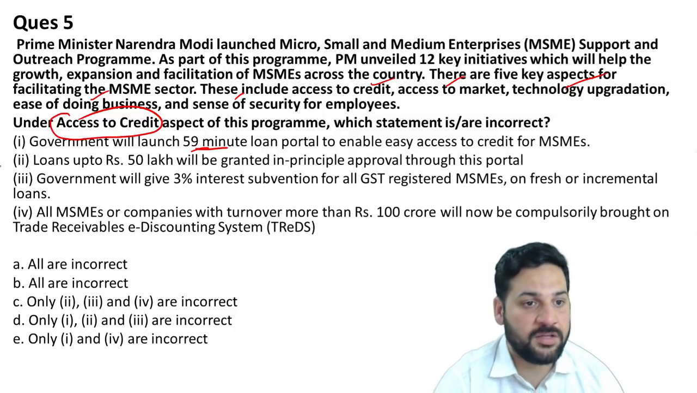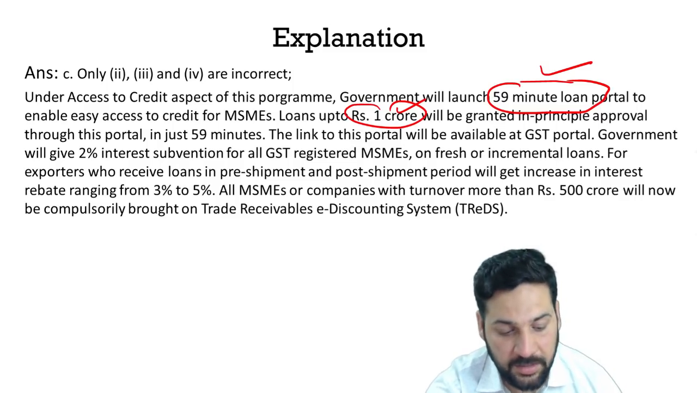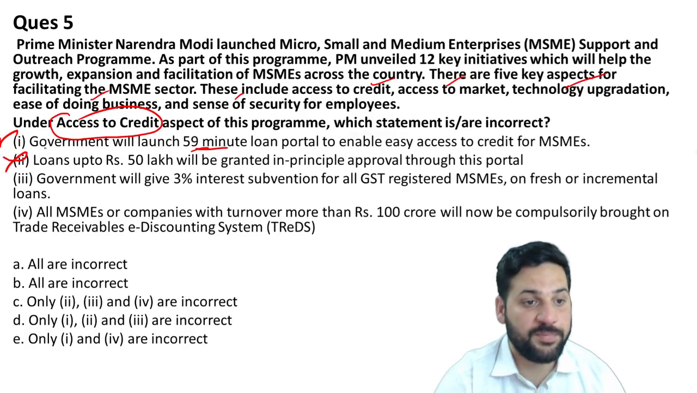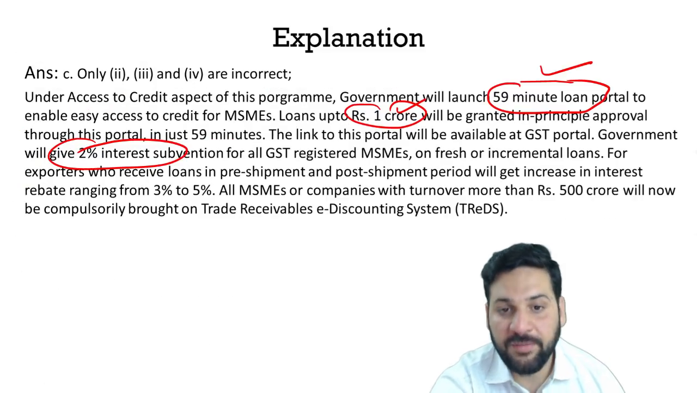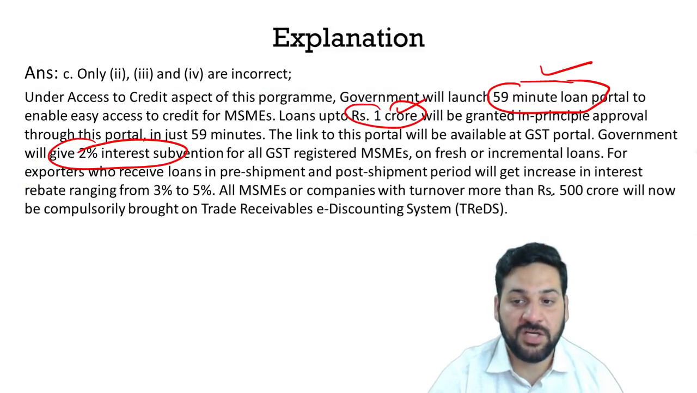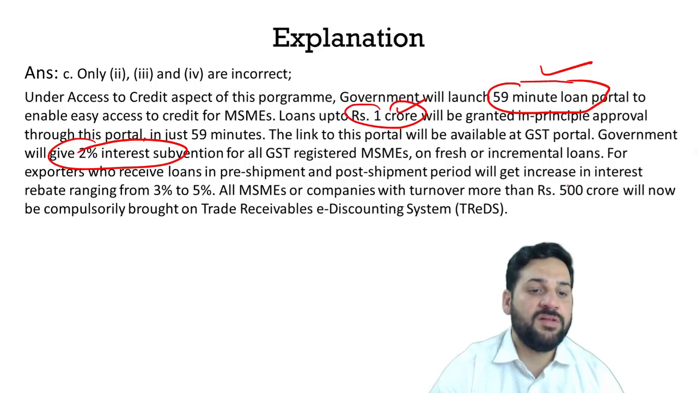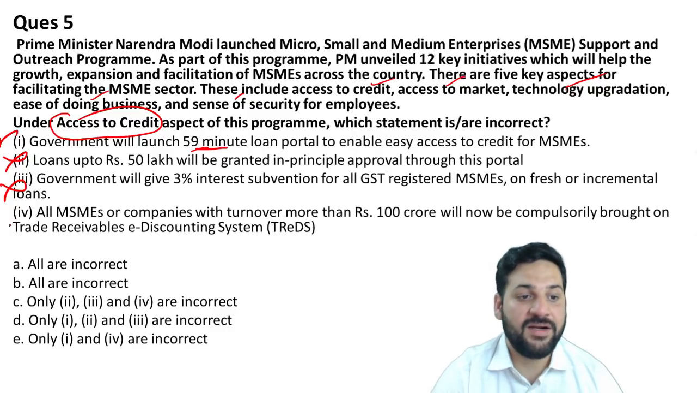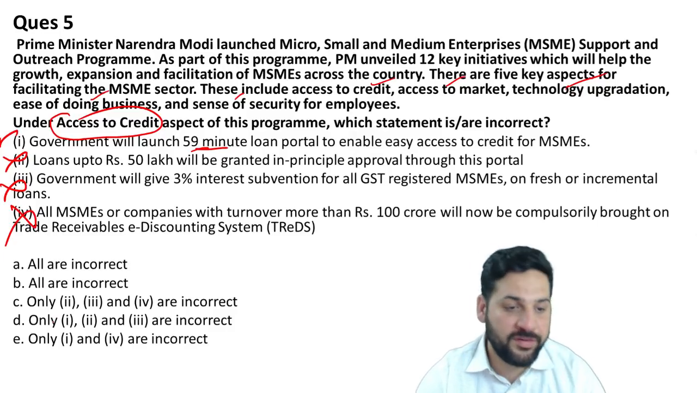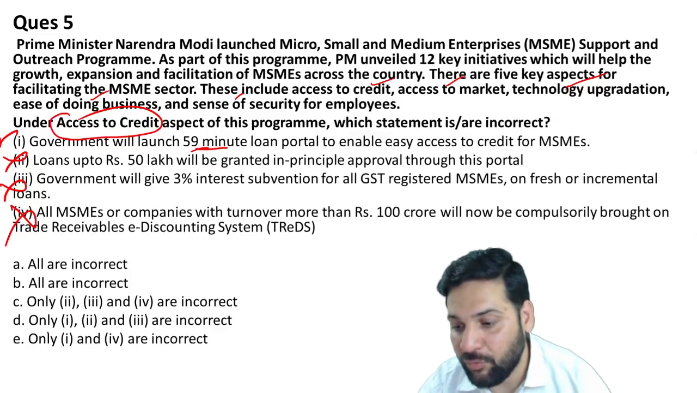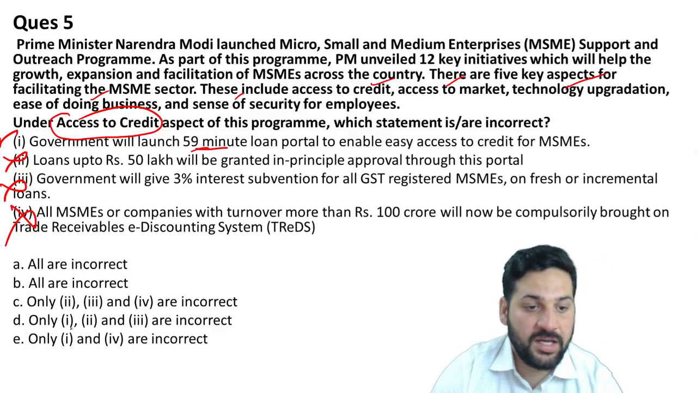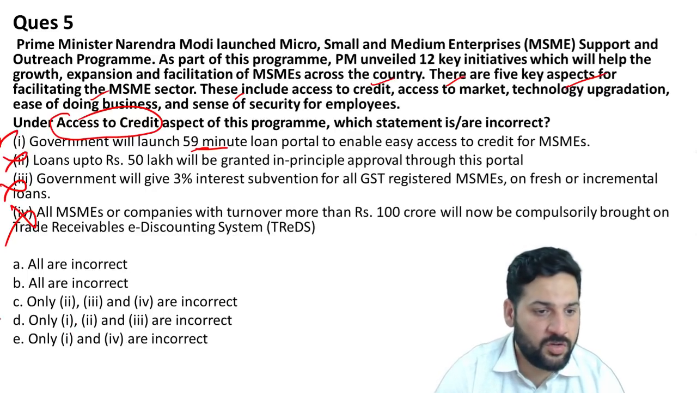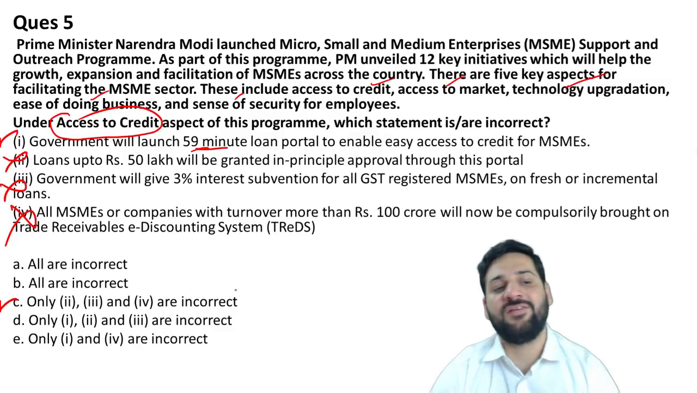So the second option was wrong. That is correct. And that one is wrong. And then if you have already registered for GST, you will get 2% interest subvention, not 3%. And all the MSMEs or companies with turnover more than 500 crore will now be compulsorily brought on the trade receivable e-discounting system. But here it is 100 crore, so it is wrong. Only the first statement is correct. So second, third, fourth are incorrect. Only first statement is correct.